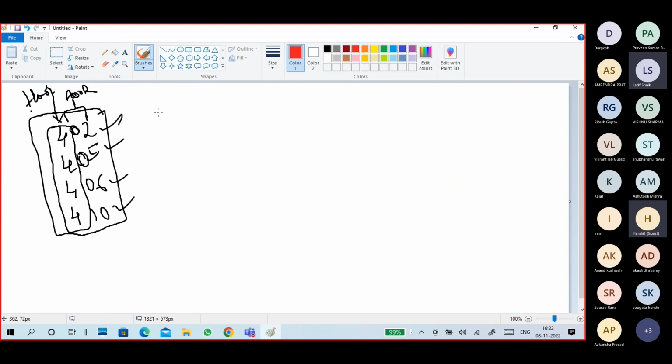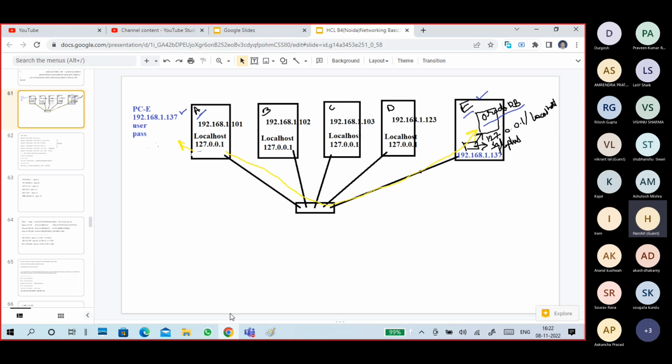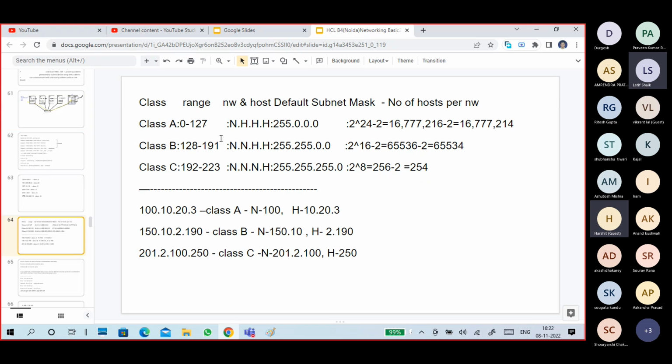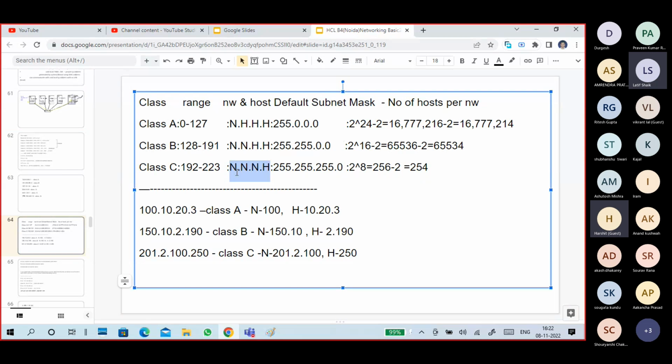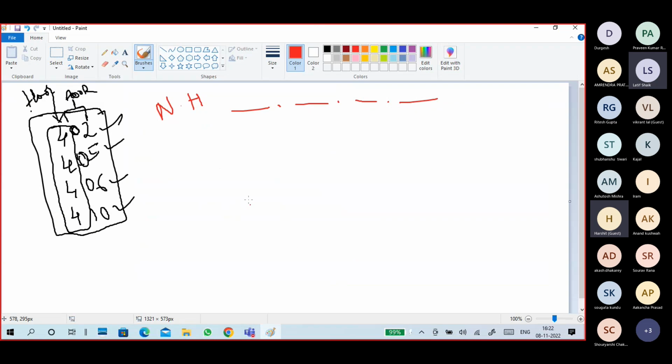That was the class C network and host portions. Again, depending upon which class it is, the network and host portions change. I said about class C: the first three are the network portion, and the last is the host portion. In a class B, I am coming from the reverse side: the first two are network portions and the second two are host portions.